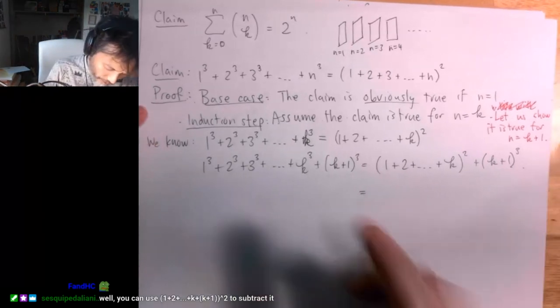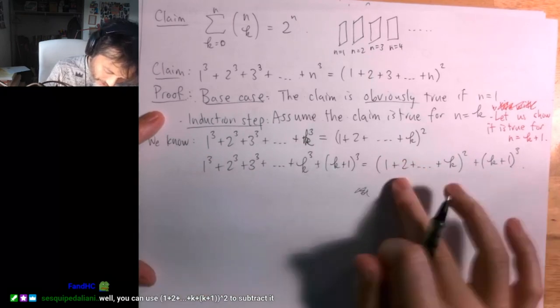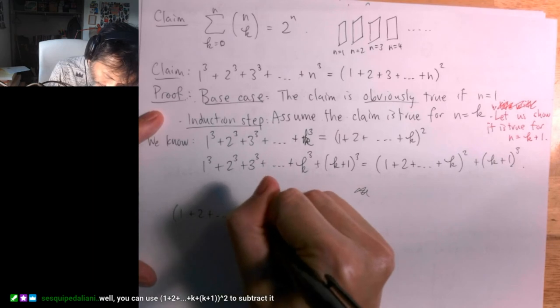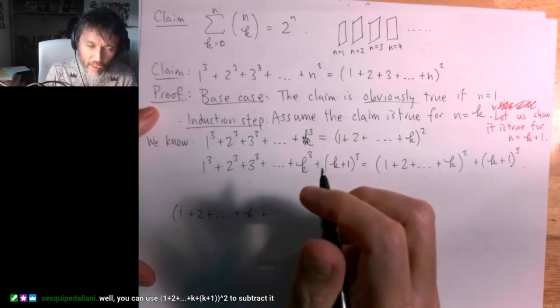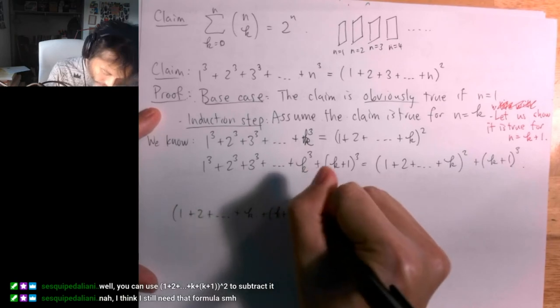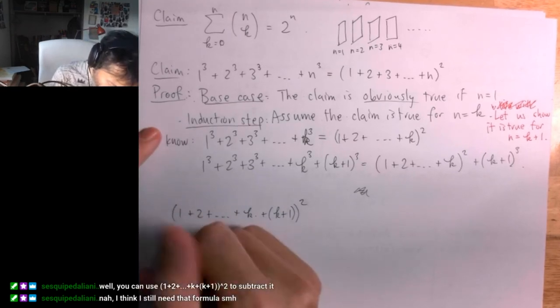Okay, so let's examine, instead of doing this, 1 plus 2 plus all the way up to k plus 1, this whole thing squared. So what is this? I wonder if this does anything.